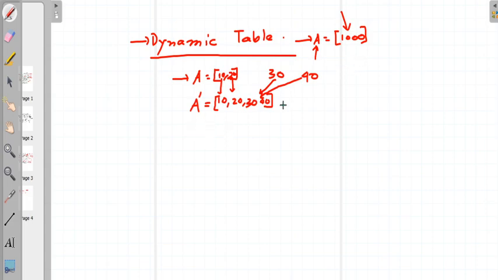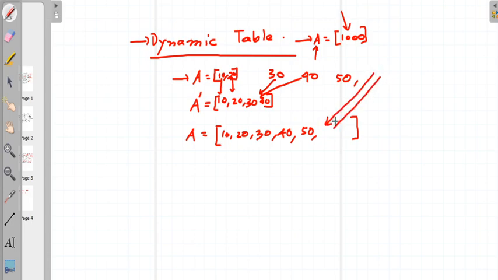Now say this has been filled up, and then another element 50 is to be inserted. In that case, again it will be created with 8 elements. These elements will be copied back here first, and then this 50 will be added, and then the next 3 elements which are coming will be directly added. Then there is the question of doubling coming up.